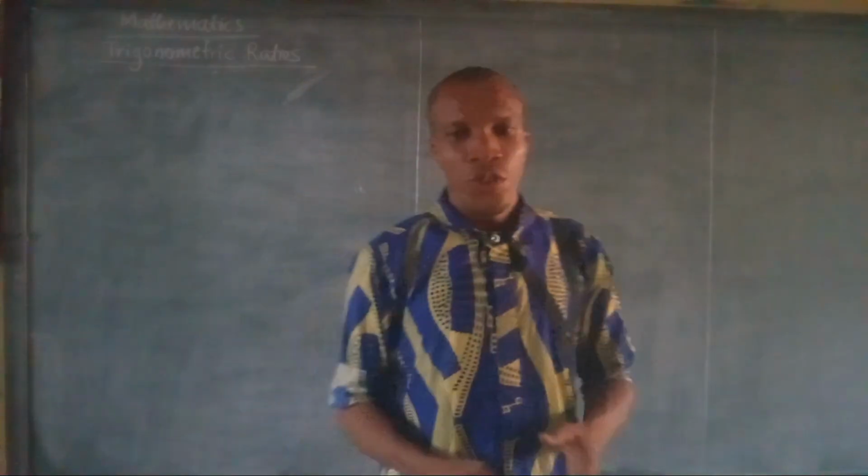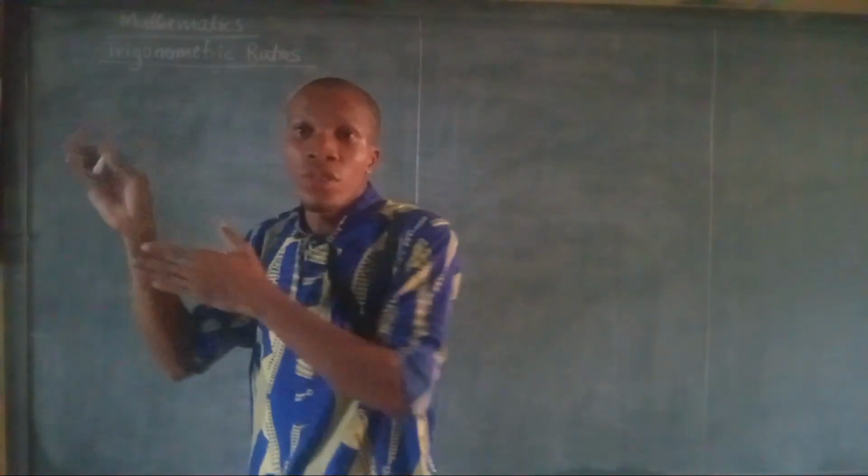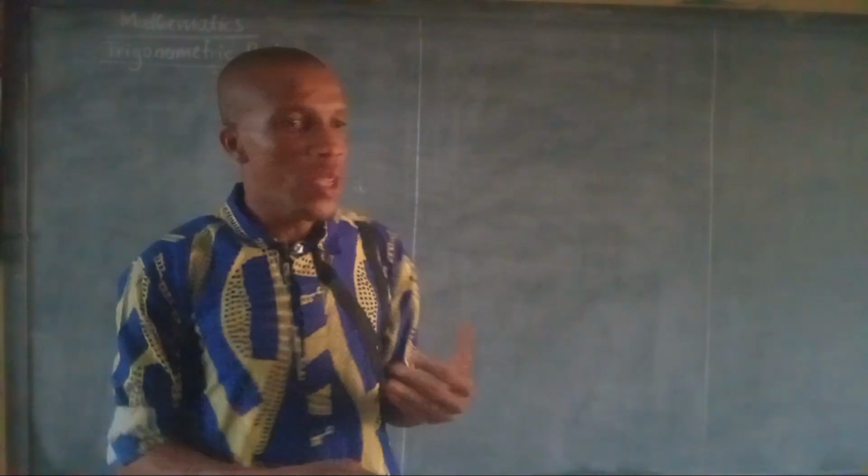Okay, so welcome back to the lesson. In the previous lesson, we introduced trigonometric ratios. We understood that we have three basic trigonometric ratios, which include sine, which we refer to as sin in the short form, cosine, which we refer to as cos in the short form, and tangent, which we refer to as tan in the short form.